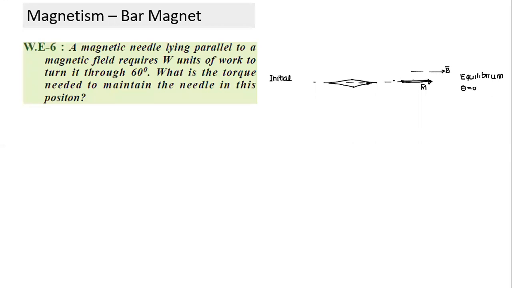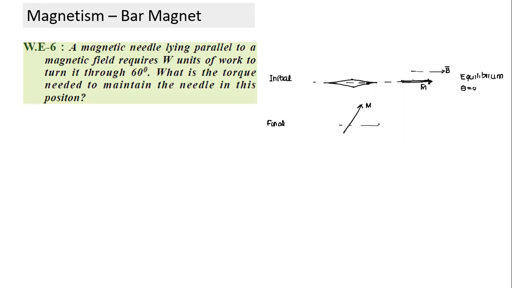There is one more position, theta is equal to 180. The question is, what is the work done required to turn it by 60 degrees? So from here, what is the final state? We are rotating it by 60 degrees. So M becomes like this.